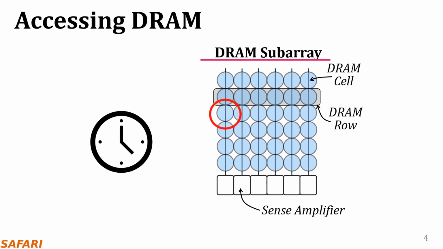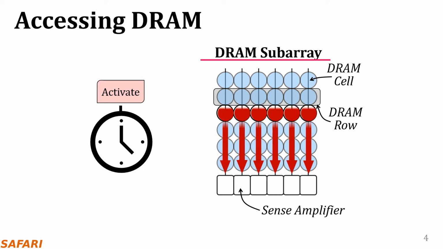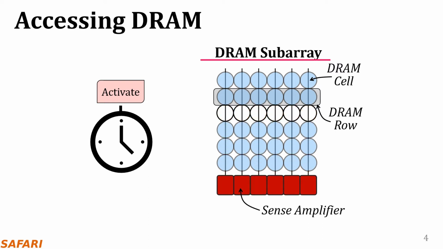Now, let's look at DRAM commands that the memory controller issues to read data from a particular DRAM cell. To perform an access, the memory controller first activates or opens a row by issuing an activate command. Activate causes the cells of the selected row to share their charge with the sense amplifiers. Based on the charge amount received, the sense amplifiers determine the value that each cell stores, and then they restore the charge of the cells back to its initial amount.